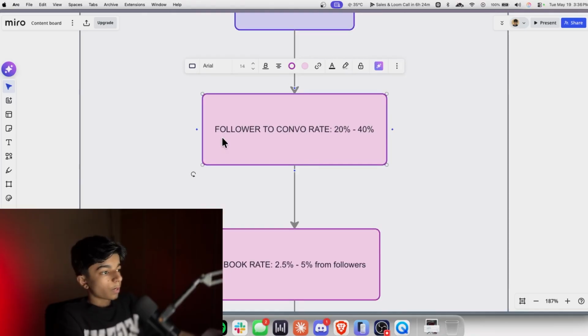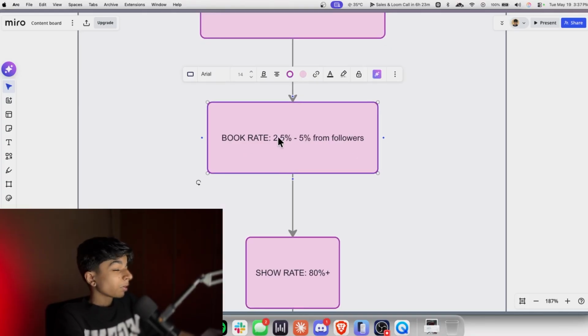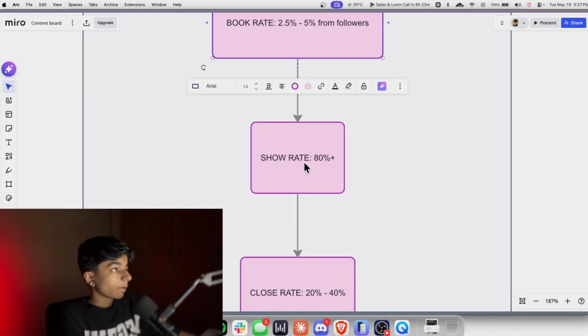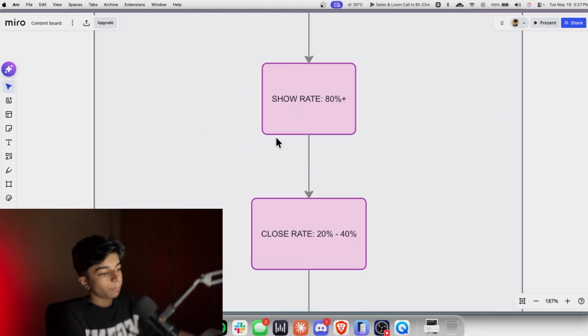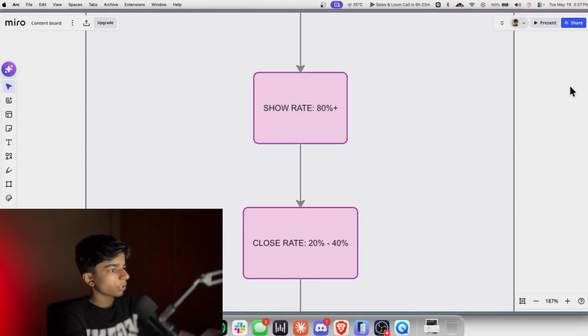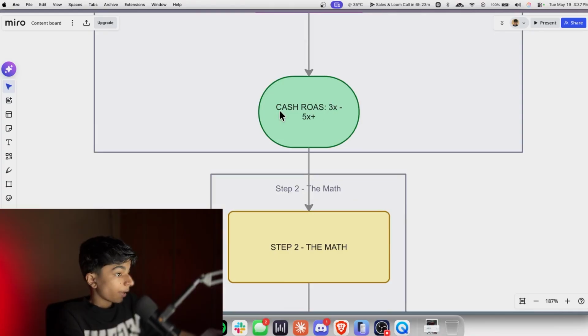Now the follower to convert rate should be anywhere around 20 to 40%. And then your booking rate, like how many calls are being booked from DMs, should be around 2.5 to 5% from your followers. And your show up rate should be anywhere from like 75 to 80%. When you have a nurturing system in place, like good, consistent YouTube content, it's not really hard to achieve this show up rate. And your close rate should be anywhere from 20% to 40%, which eventually gives you a cash ROAS of 3x to 5x plus.